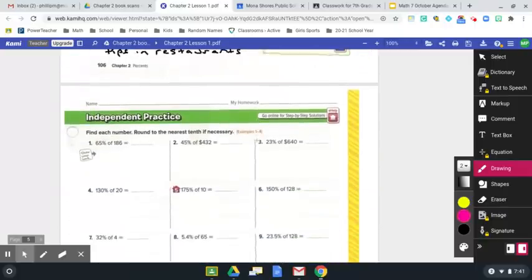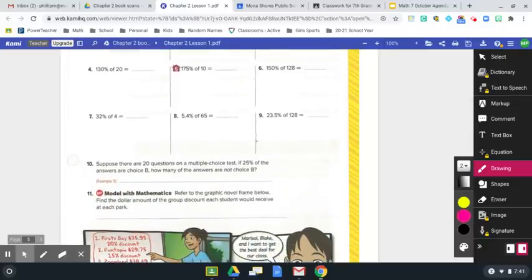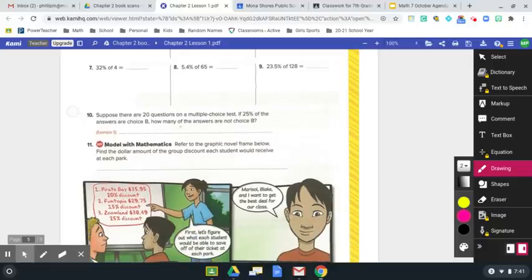So what I'm going to have you do is, I think I'm going to do 2 more stories with you, and then I'm going to have you end the hour just working some percent of a number problems out and then checking your answers. So let's take a minute, and I'm on page 107, and let's look at number 10. Number 10 says, suppose there are 20 questions on a multiple choice test. If 25% of the answers are choice B, how many of the answers are not choice B?